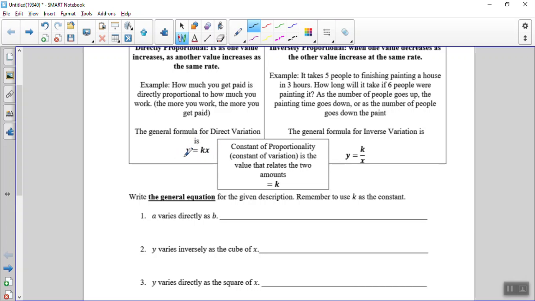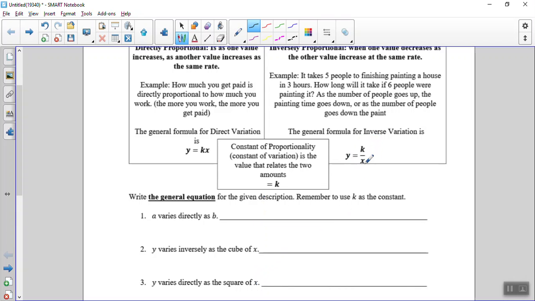The y is a variable, it could be a number. X is a variable, it could be another number. But k is your constant. The k here doesn't change. So the general formula we use for direct variation is y equals k times x. Again, k is the constant of variation or constant of proportionality right here. And I'll show you how we use it once we start doing some of these examples.